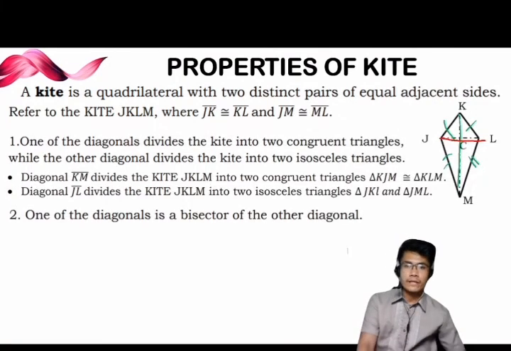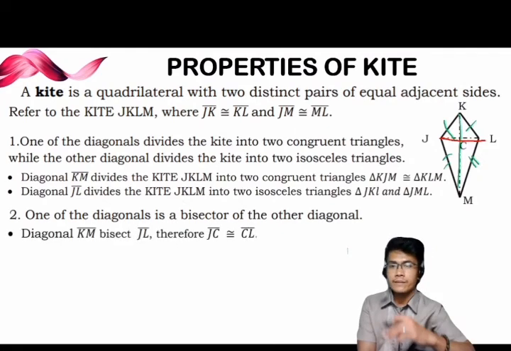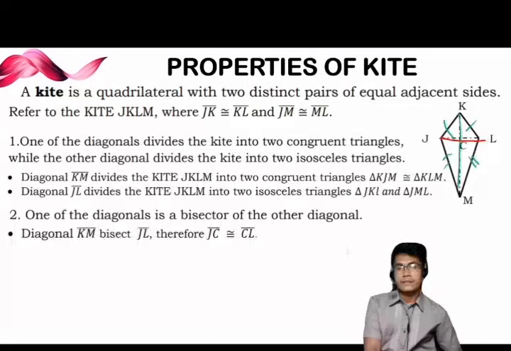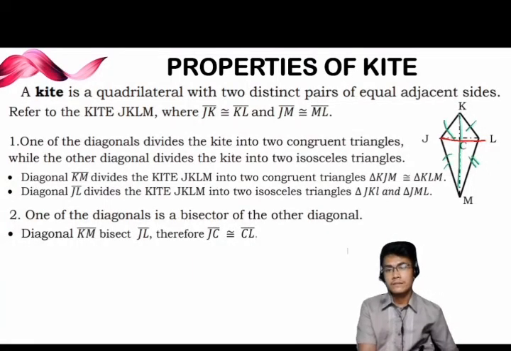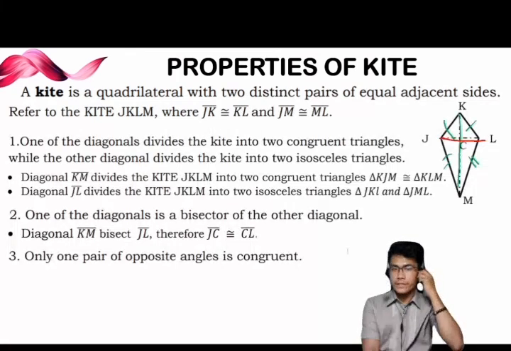Next, one diagonal is a bisector of the other diagonal. So the diagonal bisector here is the diagonal KM, yung vertical yung nakapatayo. It bisects the diagonal JL. So meaning to say, it divides the diagonal JL into two congruent segments. That's why segment JC is congruent to segment CL. Alright? Next, only one pair of opposite angles is congruent.